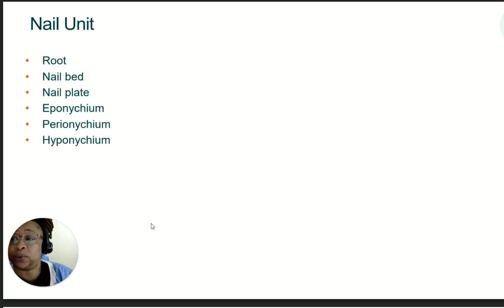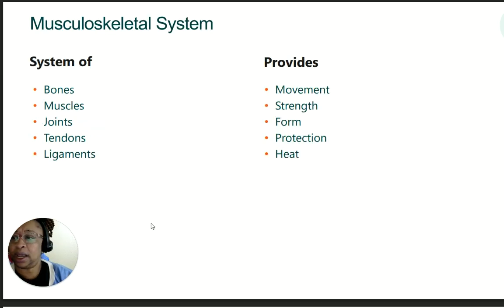Nail units. We have the root, the nail bed, the nail plate, and other areas of the actual nail bed that is broken down in layers. So keep in mind, as I said before, you might not be looking at the actual word that's in the description, but the medical term behind the word. Musculoskeletal systems, the systems of bones, muscle, joints, tendons, and ligaments that provide movement, strength, form, protection, and heat. Keep that in mind.